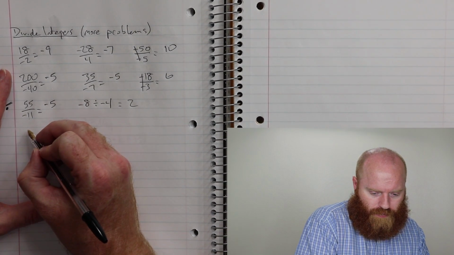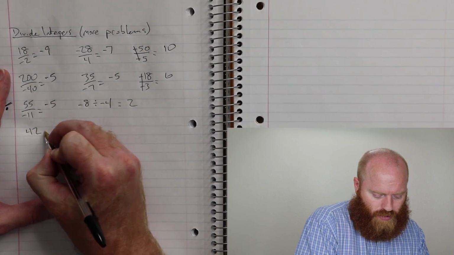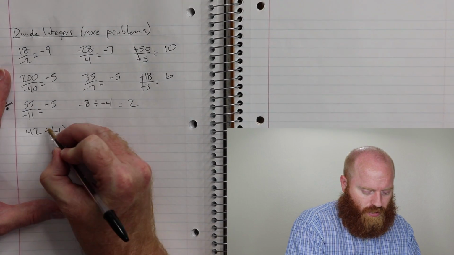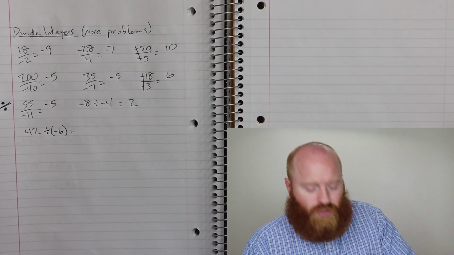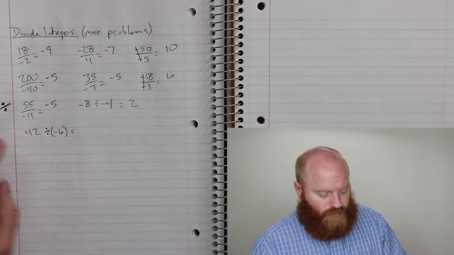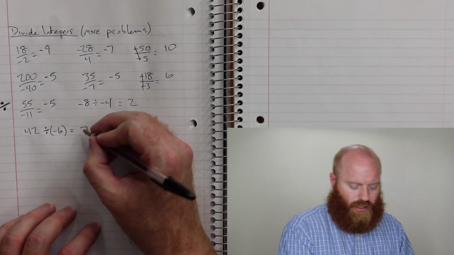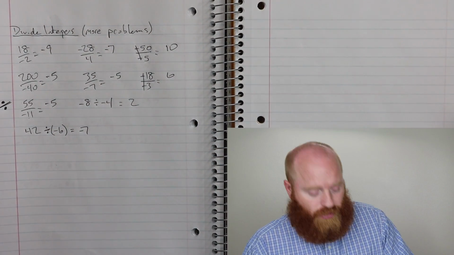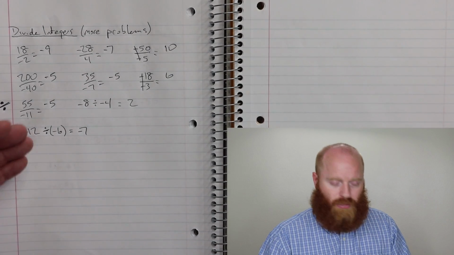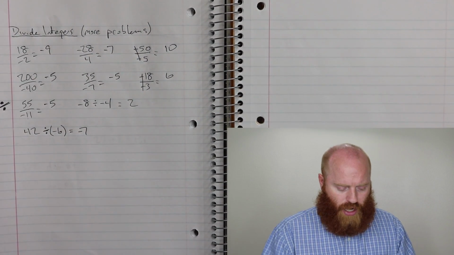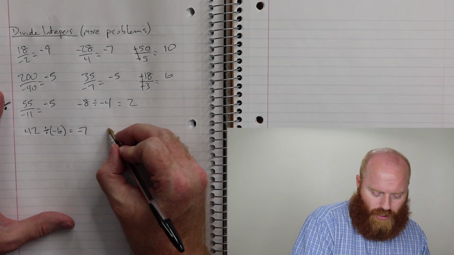Let's say 42 divided by negative 6. 42 divided by 6 is 7. Positive divided by negative is a negative. The answer is negative 7. I literally can't make it too difficult for you. You are a master of this. But I'll try. I'll put a couple more problems on there.